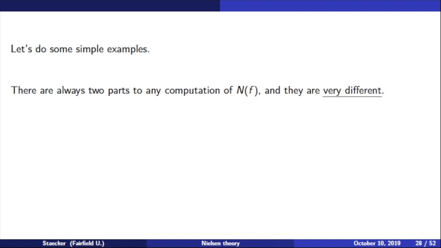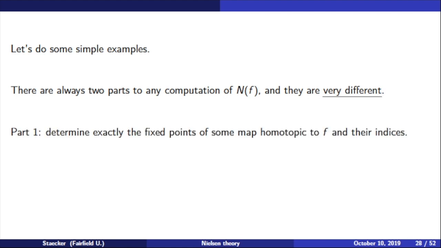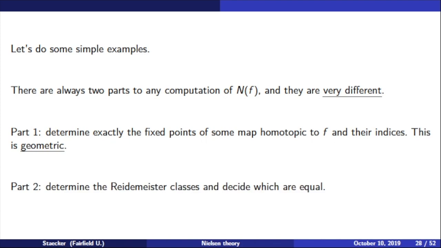So there's always two parts to the computation of the Nielsen number, and they're very different. One part is to figure out where the fixed points are and what the indices are. That first part is really geometric because around each fixed point you figure out the index, which is something about the derivative near that fixed point. This is the geometric part. And then part two is to determine the Reidemeister classes. That's the twisted conjugacy classes. And this is algebraic. So you have to be able to do both of these things in order to find the Nielsen number.